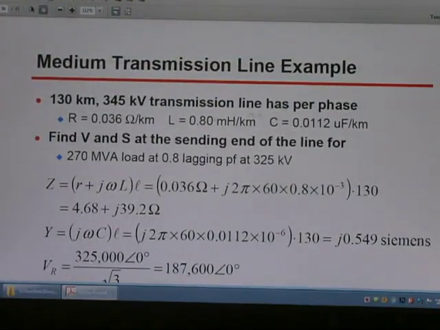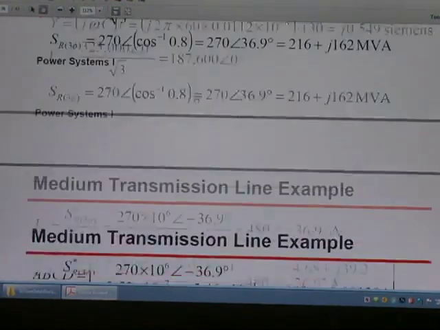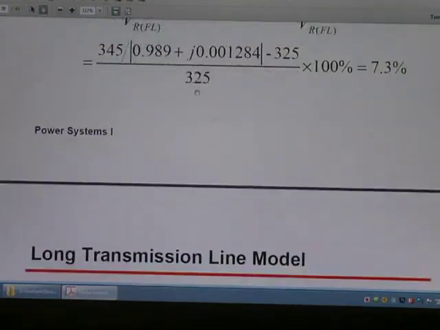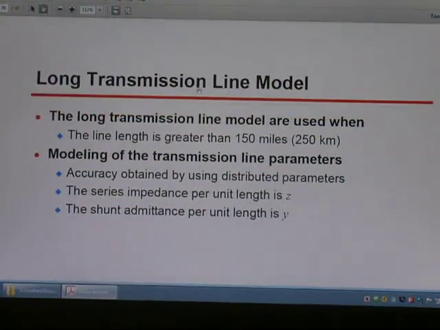This is the medium line example, which talks about the calculation of the medium line. Now the long line model: long lines are those with line length greater than 150 miles or 250 kilometers, and accuracy is obtained by using distributed parameters. The series impedance per unit length is Z and the shunt admittance per unit length is Y.